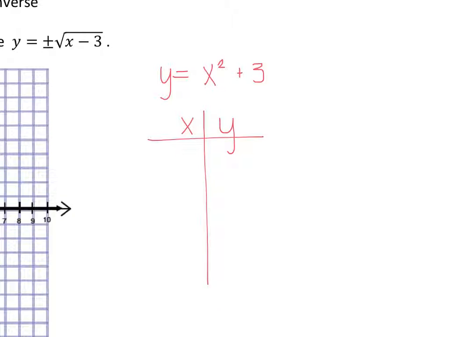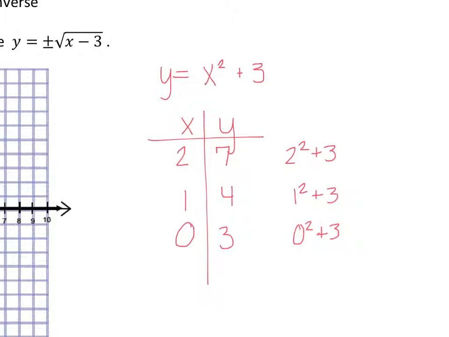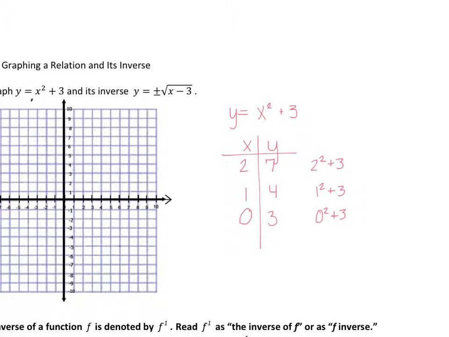Let's pick a few numbers to plug in for x. What do you want to plug in? 2, okay. Let's go 2, 1, 0. All right, if you plug in 2, that's 2 squared plus 3, which is, what'd you say? 7. All right, if you plug in 1, 1 squared plus 3 gives you 4, yep. And then 0 squared plus 3 gives you 3. Okay, I'm going to graph those 3 and see if I can make a graph out of it.